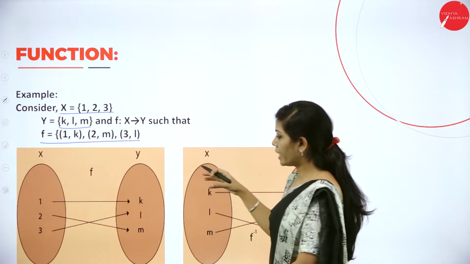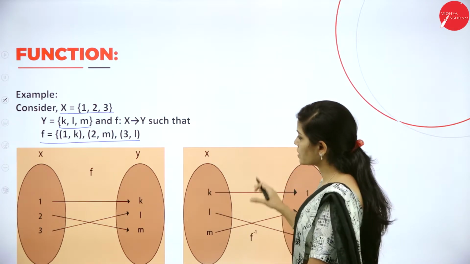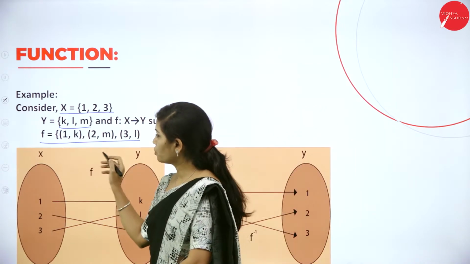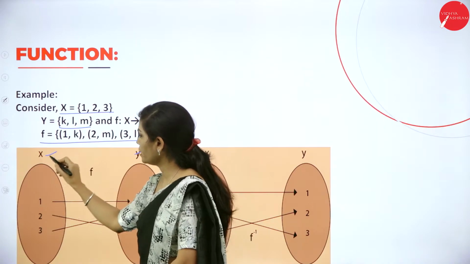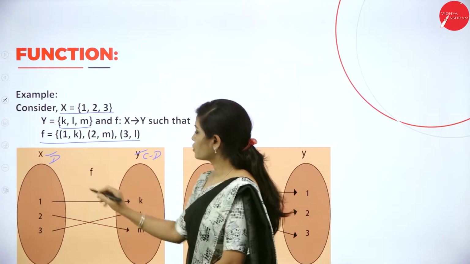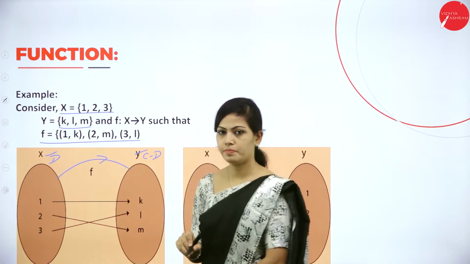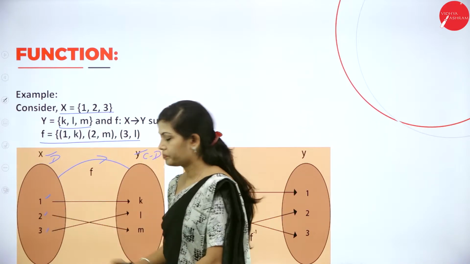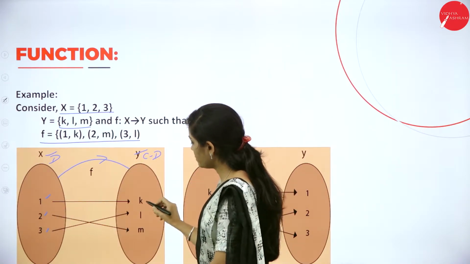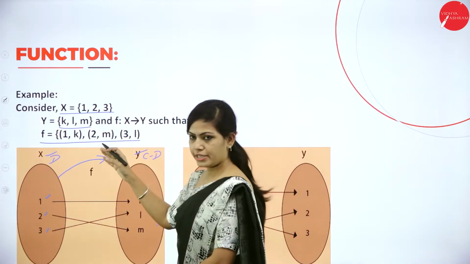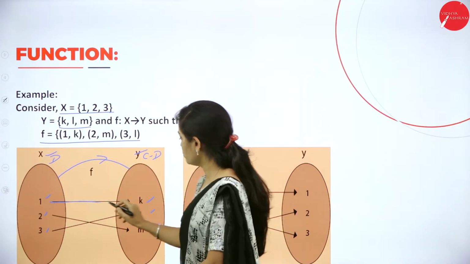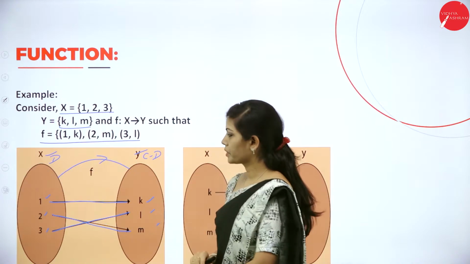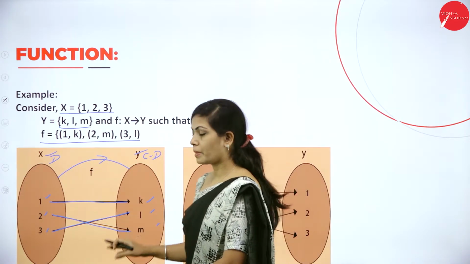So using Venn diagram, I can represent this function. This is an invertible function. So how to represent an invertible function? Here I have two sets called X and Y. This is domain and this is codomain. This is function f. In set X, I have 3 elements called 1, 2, 3 and in set Y, I have 3 elements k, l, m. I have a relation here: 1 to k, 2 to m and 3 to l. So this is a bijective function.